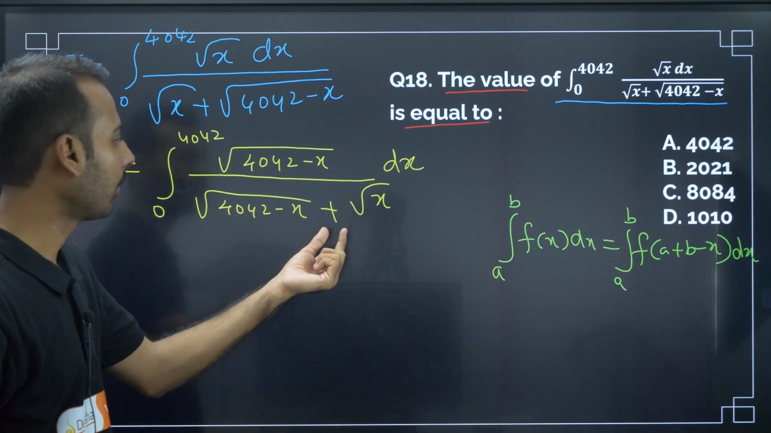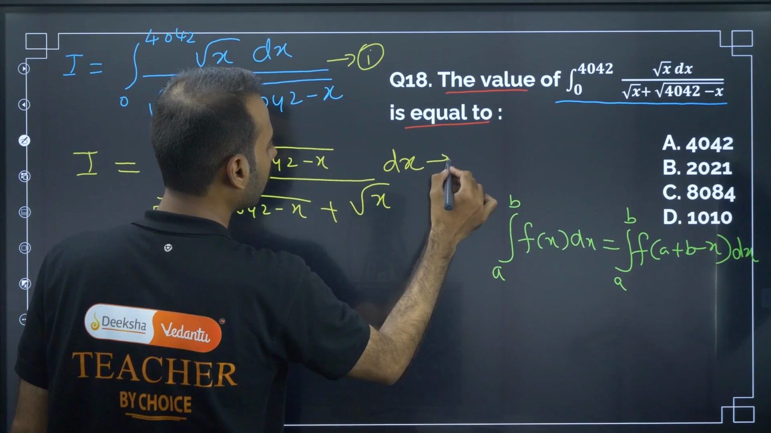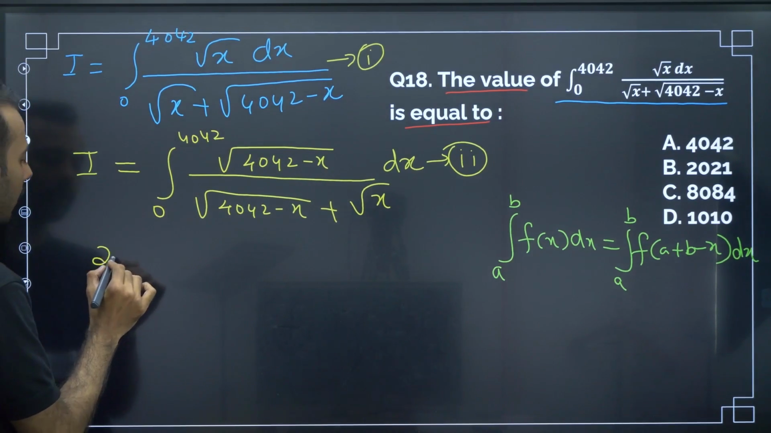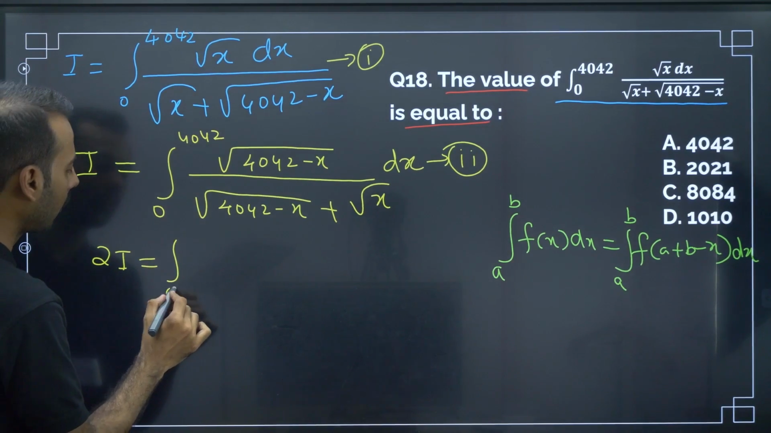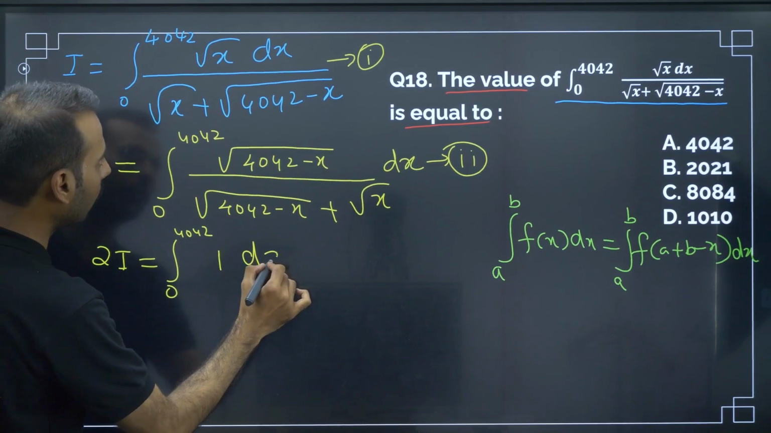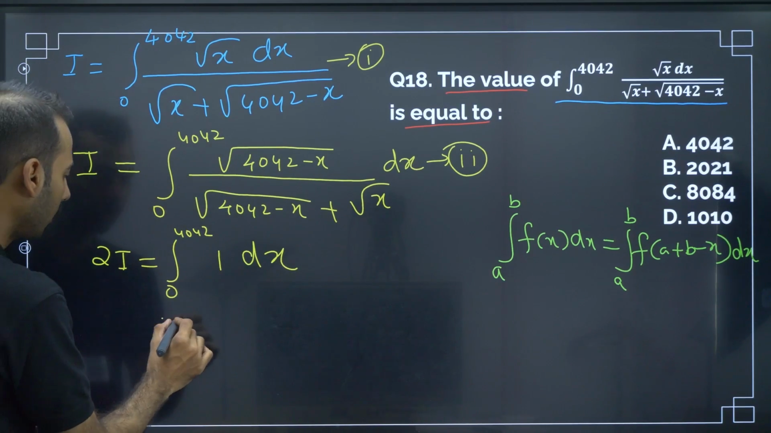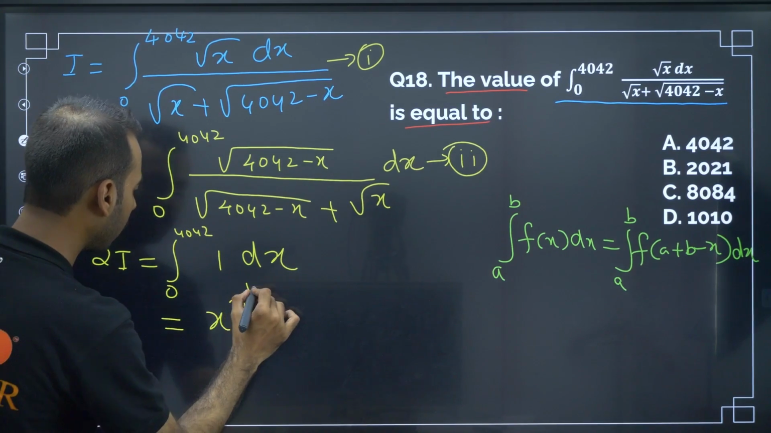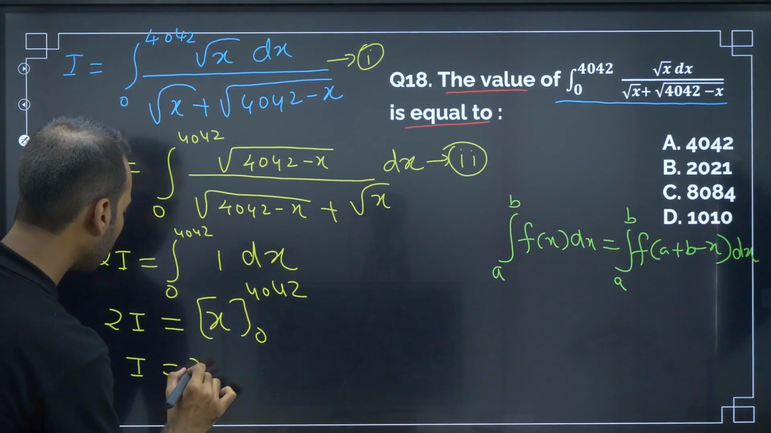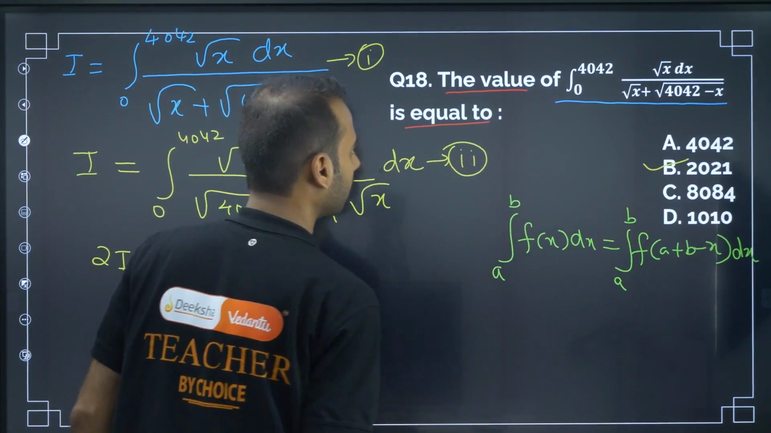So now f of a plus b minus x, after doing all this, let me mark this as 1, let me mark this as 2. If I add these, I will get 2I is equal to the integration of 0 to 4042 of 1 dx. Now the integration of 1 is x, from where to where? 0 to 4042. So 2I is equal to 4042, and I is 2021. After simplifying, after substituting the upper limit, B is the answer.